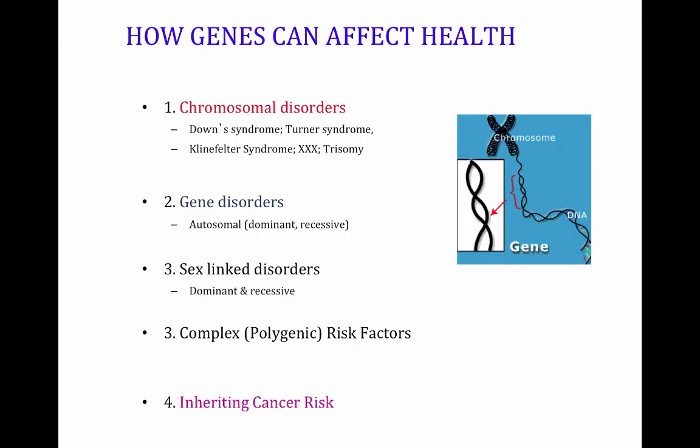We'll look at dominant and recessive sex-linked disorders. These are found primarily on the X chromosome. We'll talk about how genes and environment are involved in the development of complex polygenic conditions. And we'll look at inheriting cancer risk and discuss oncogenes and tumor suppressor genes.